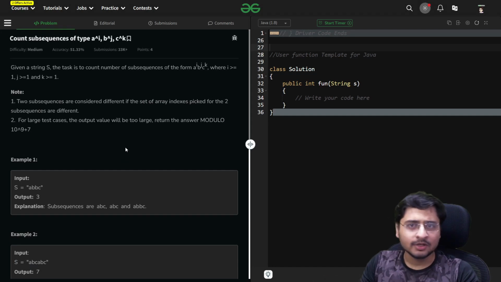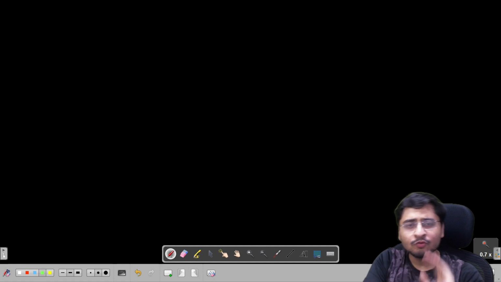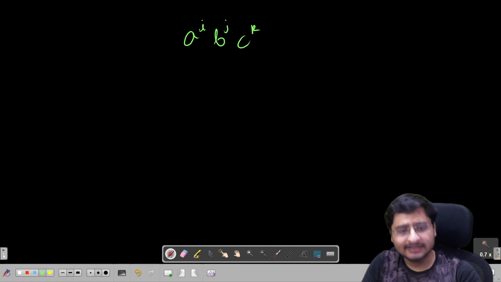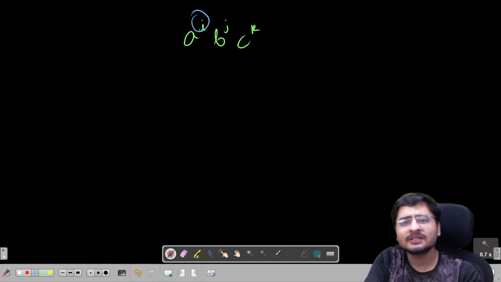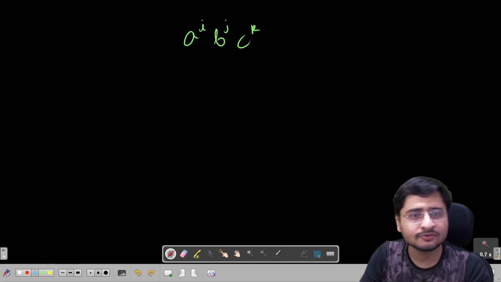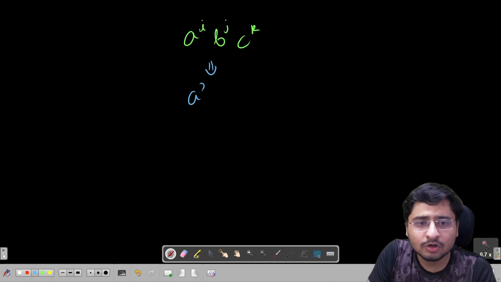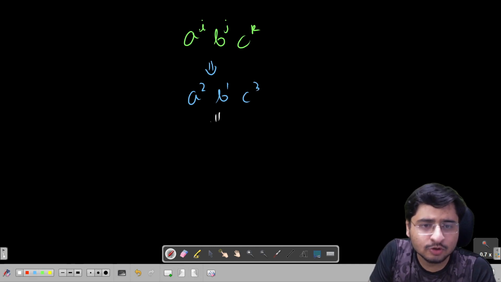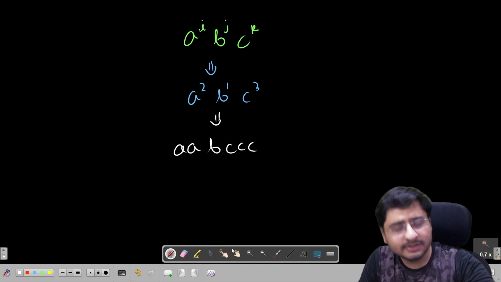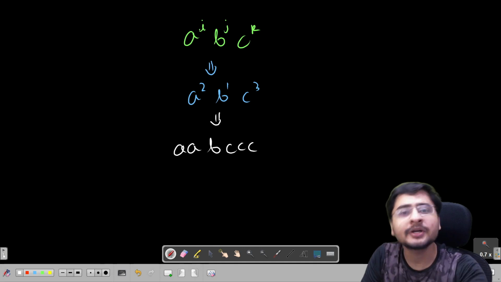But let's go to the board and try to understand what this question is trying to say. You want to count the number of subsequences which are of the form a raised to power i, b raised to power j and c raised to power k. These powers represent repetitions. For example, if there is a subsequence called a2, b1, c3, it would look like this: a is 2 times, b is 1 time, and c is 3 times. By power, we mean they are repeating.